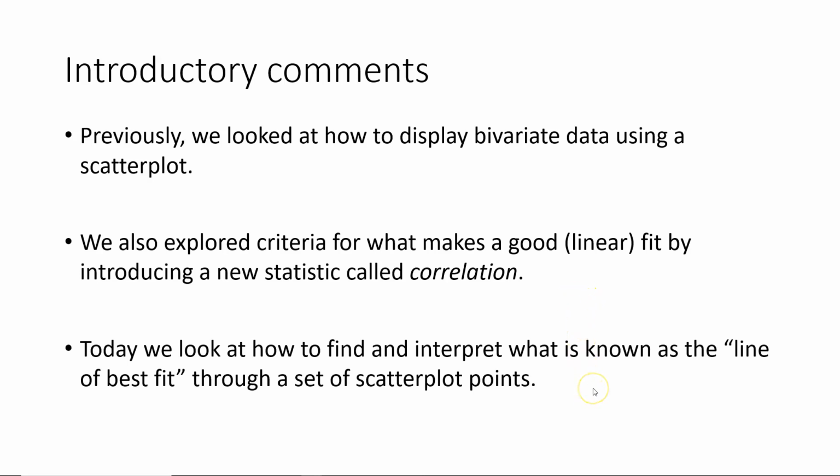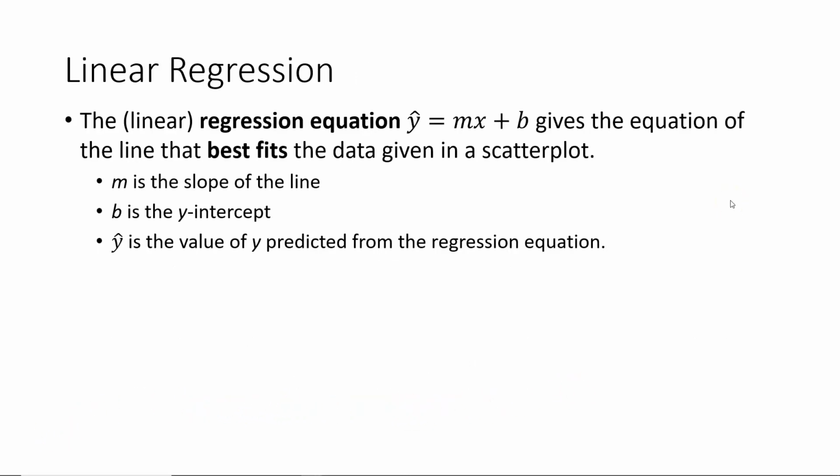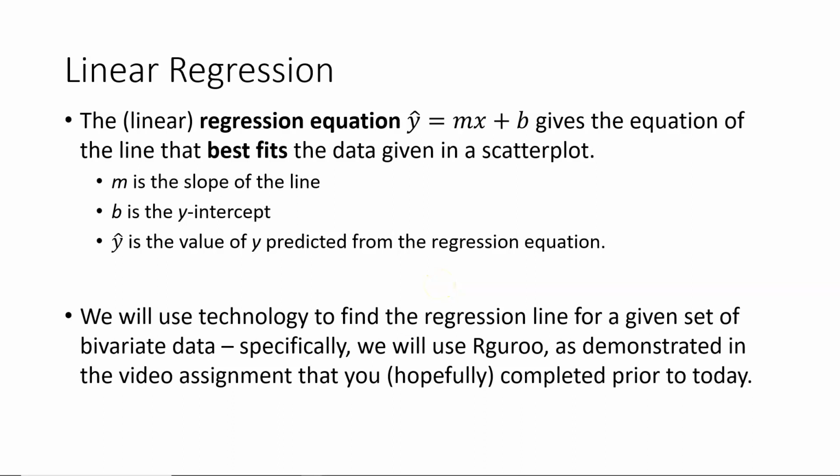Today, we're going to look at how to find and interpret what is known as the line of best fit through a set of scatter plot points. So the so-called linear regression equation, y hat equals m, the slope of the line, times x, the explanatory variable, plus b, the y-intercept, gives the equation of the line that best fits the data that's given in a scatter plot. We will use technology to find the regression line for a given set of bivariate data. Specifically, we will use our guru, as was demonstrated in a prior video assignment that hopefully you completed prior to today.